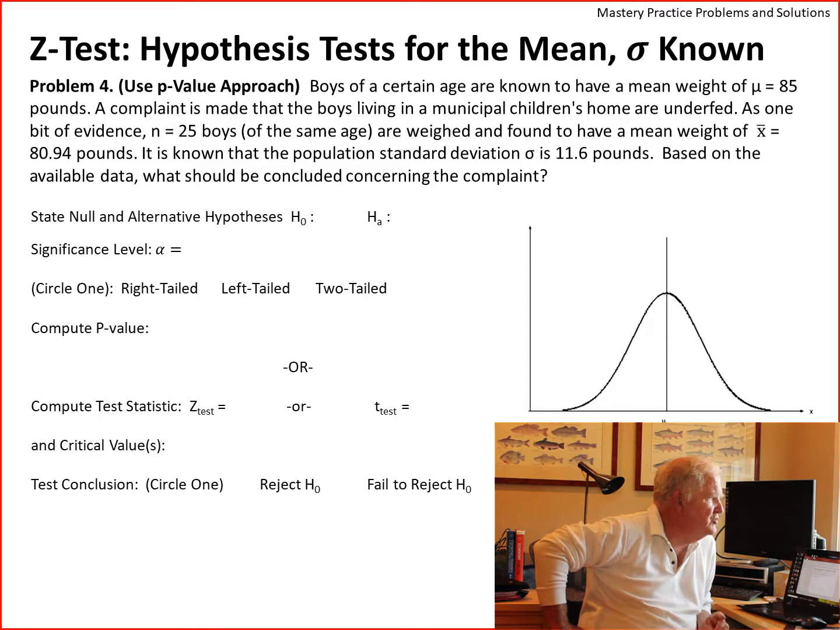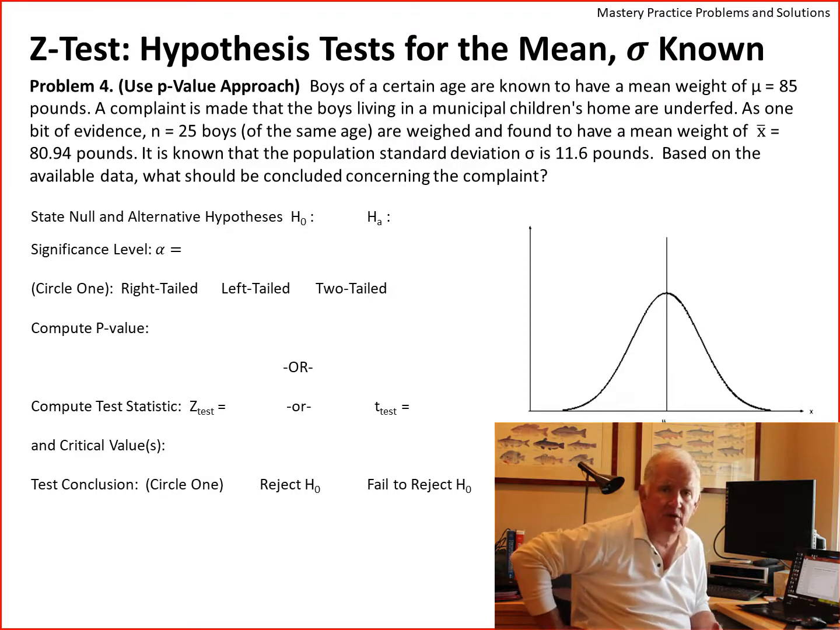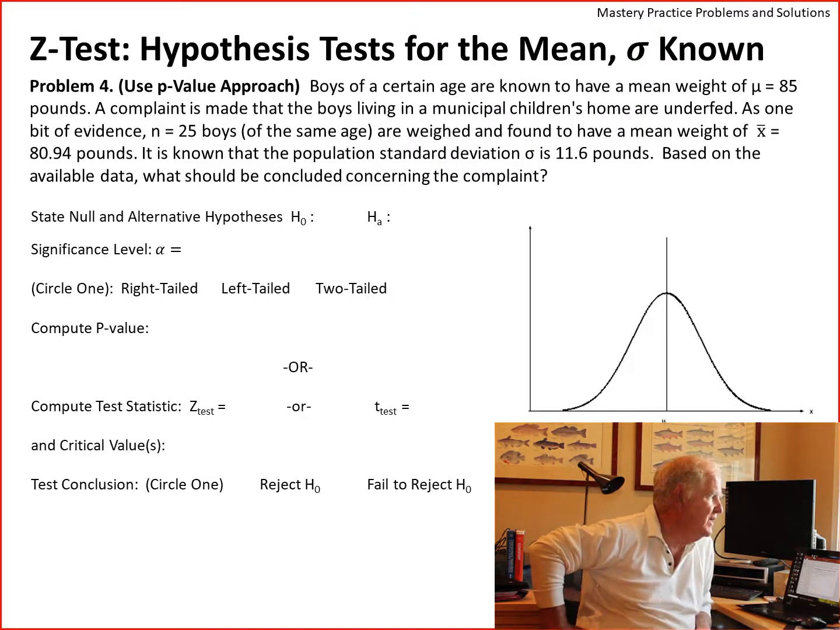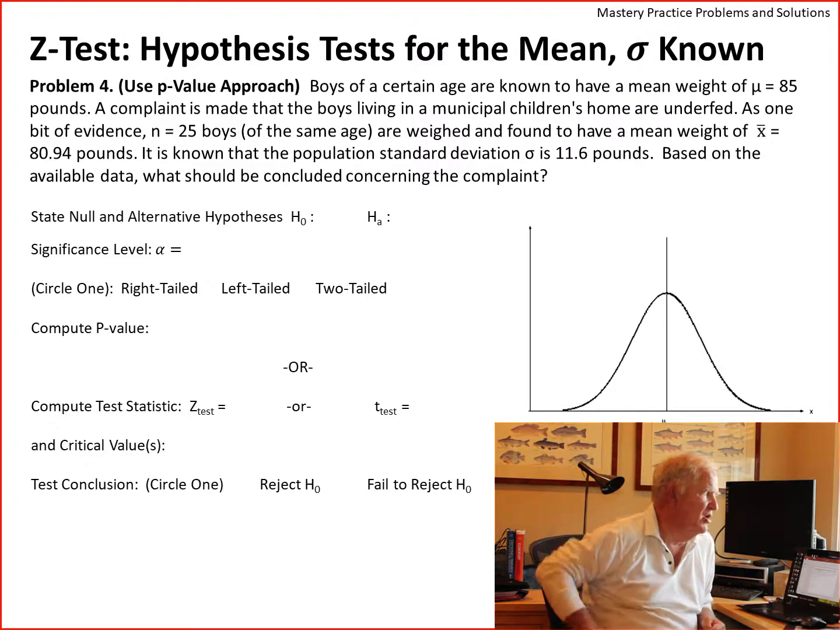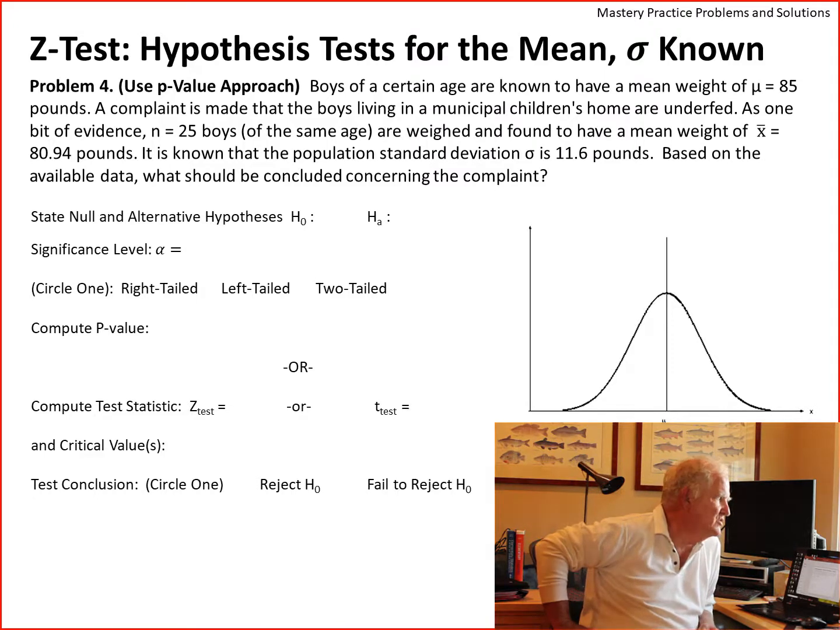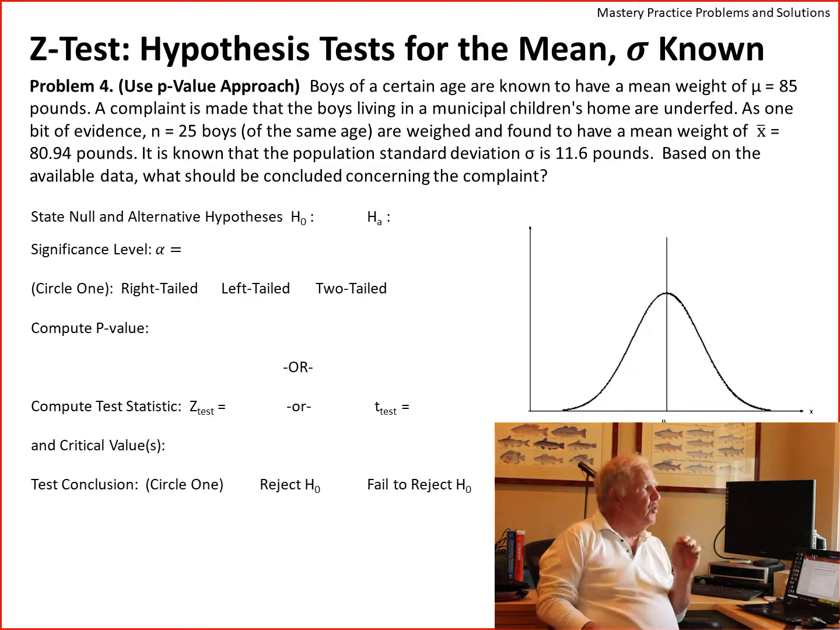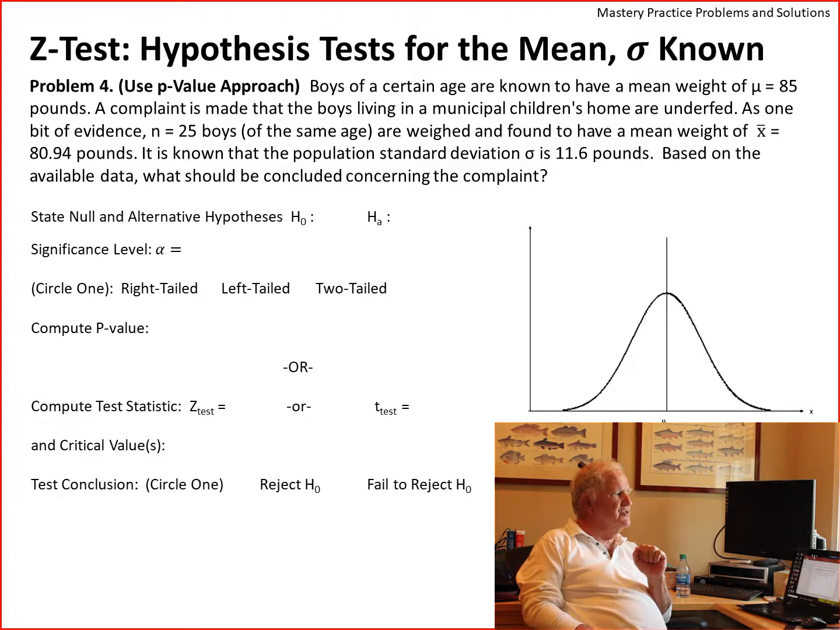It says, boys of a certain age are known to have a mean weight of 85 pounds. A complaint is made that boys living in a municipal children's home are underfed, in which case you'd expect them to weigh less than 85 pounds, right? As one bit of evidence, 25 boys of the same age are weighed and found to have a mean weight, X bar, of 80.94 pounds. It's known that the population standard deviation is 11.6 pounds. Based on the available data, what should be concluded concerning the complaint?